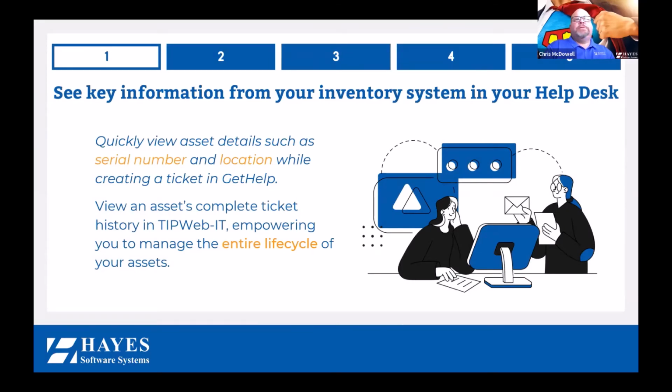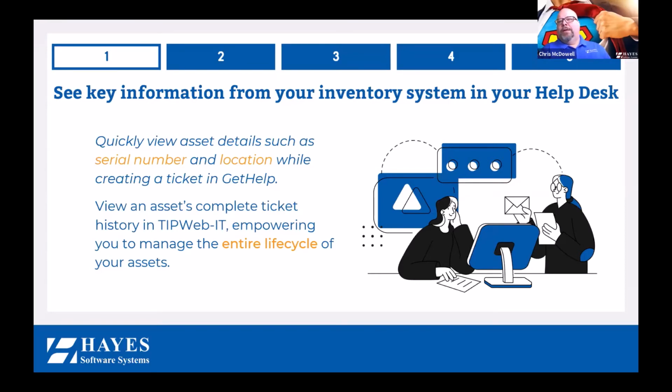Number 1, when it comes to ticket history in your inventory system, being able to see key asset information in your help desk allows for your technicians to move a little quicker. And this is what I was talking about with the user portal and the integration with TIPWeb IT. A lot of people might not realize, if they're not working in the department, that inventory is a huge part of the technician's day. Before they can start working on a device, they need to figure out where it is, who it came from, what its history is. And that means they're bouncing back and forth between your inventory system and the help desk to get the information they need and pull it over.